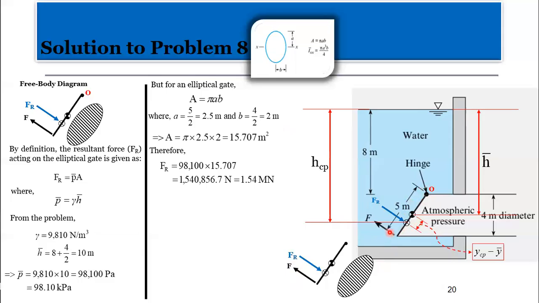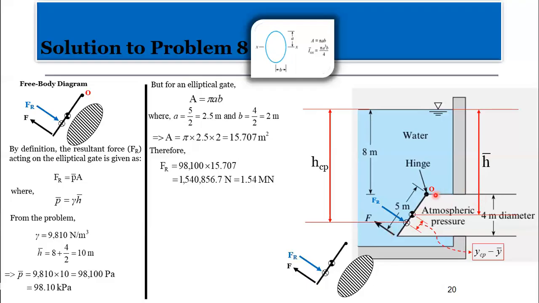How do you find this? I asked this question earlier. Yeah, moment. That's right, that's the moment. So we are going to use the moment here. Now we take the moment about the hinge. Always take note of that, the hinge, okay? Don't take it about any point. Take it about the hinge.